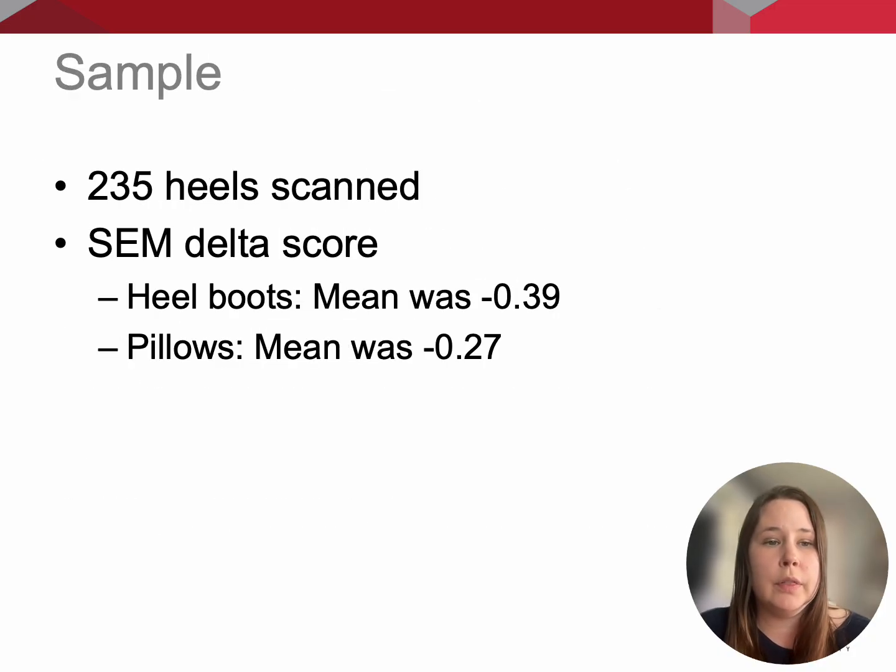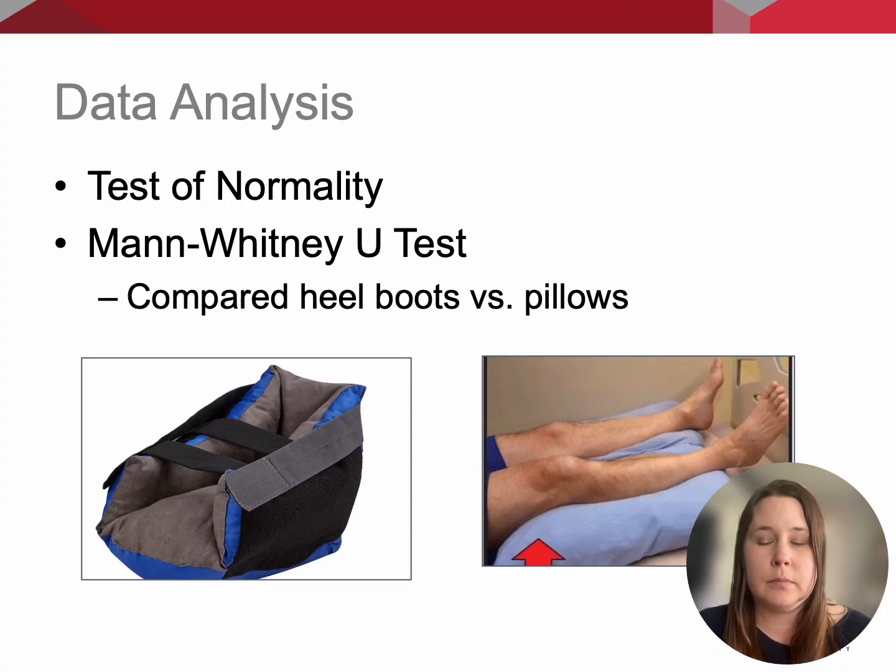So 235 heels were scanned over a 2-month period. The SEM delta score was recorded. The heel boots had a mean of negative 0.39 and the pillows was negative 0.27, and that was the delta score between day 1 to day 3+, depending on how long the patient was there.